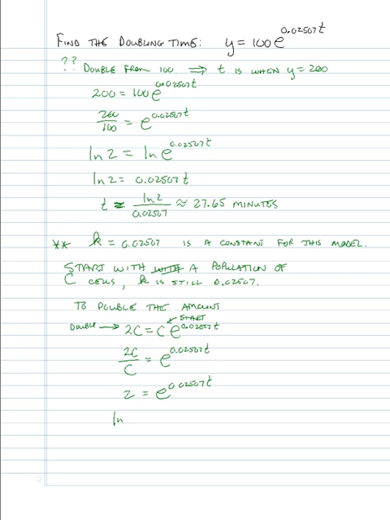And then when we take the logarithm of both sides, oh, this looks very familiar, doesn't it? In fact, this is exactly what we had right up here. And so we'll go through a few more steps, but we'll find out that T is still 27.65 minutes. So it doesn't matter what we're doubling from, it's going to take 27.65 minutes.